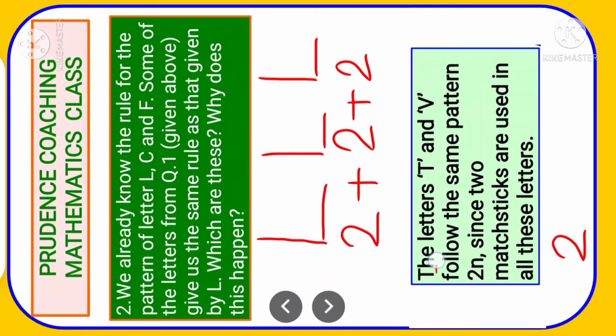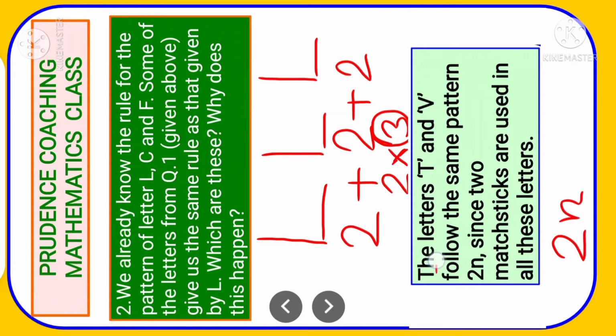Or you can do it like this: we need 2 matchsticks for writing a single L, and how many letter L's are we writing? We are writing 3 letter L's. So we will multiply it by 3. But suppose we don't know how many L's we are writing. So in place of 3, as we were assuming 3, this value is unknown. That means this is a variable. How many L's we are writing is variable. So in place of this 3, we can assume n.